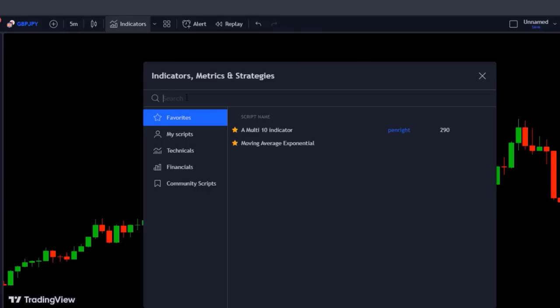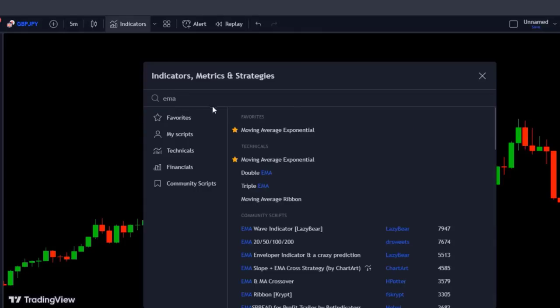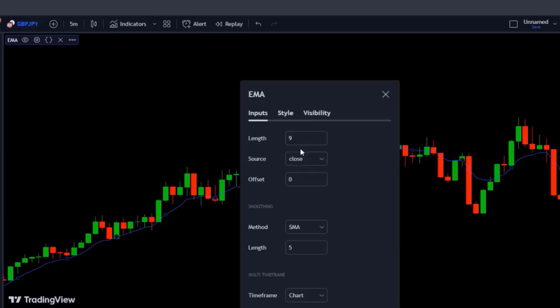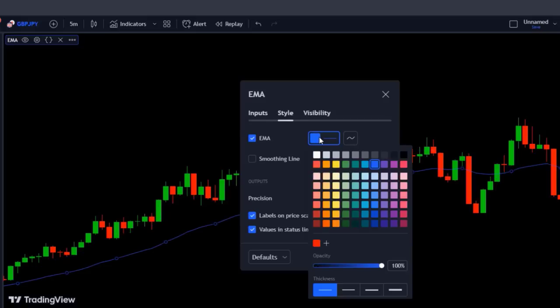Go to the indicators menu and search EMA. Apply the exponential moving average to the chart. Go to the indicator settings and change the length to 32. Customize line thickness as you like.